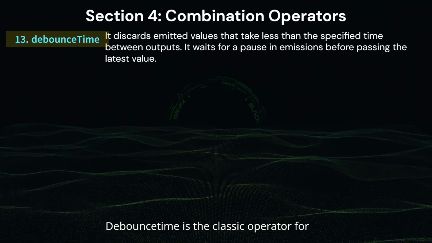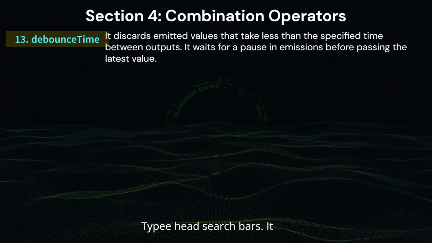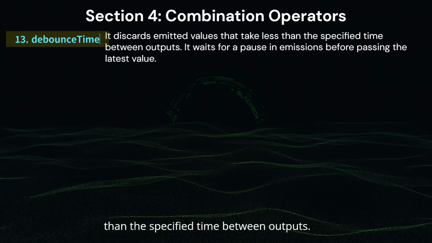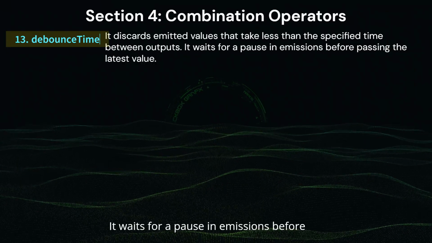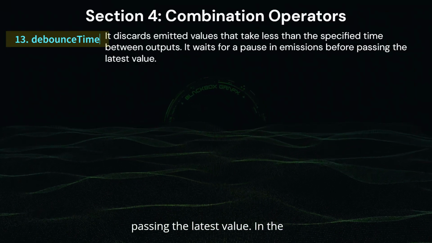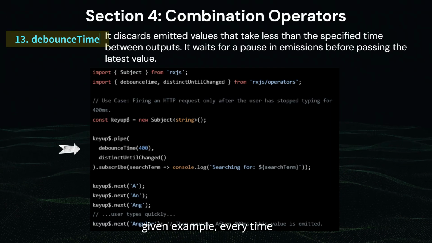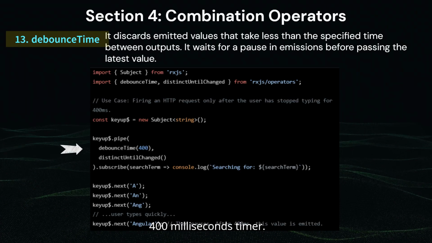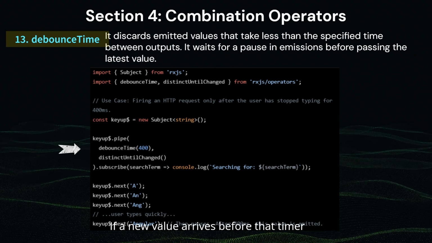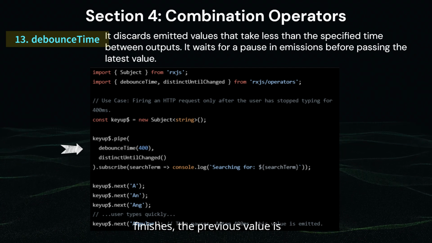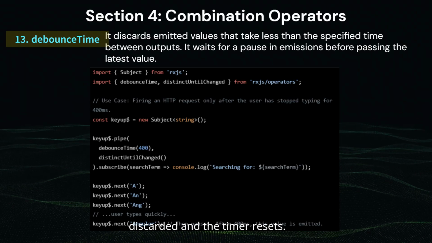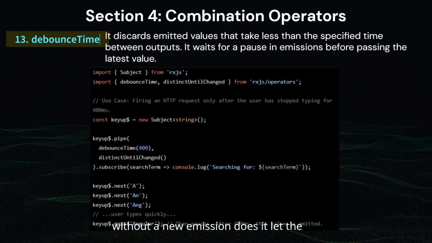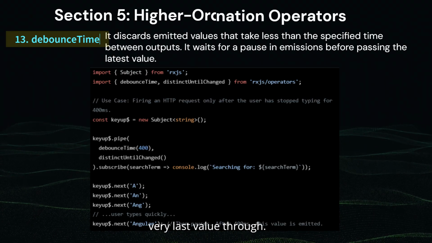debounceTime is the classic operator for typeahead search bars. It discards emitted values that arrive within less than the specified time between outputs. It waits for a pause in emissions before passing the latest value. In the given example, every time next is called, debounceTime 400 starts a 400 millisecond timer. If a new value arrives before that timer finishes, the previous value is discarded and the timer resets. Only when 400 milliseconds passes without a new emission does it let the very last value through.